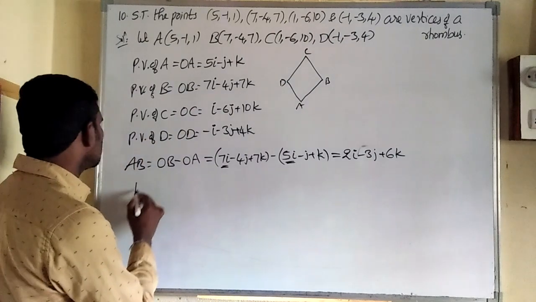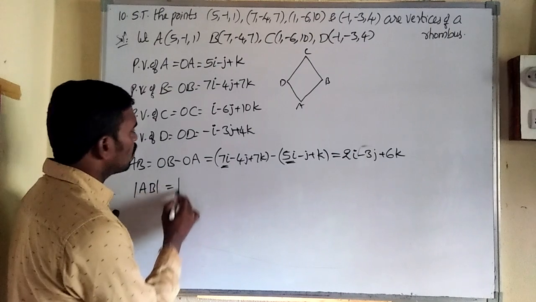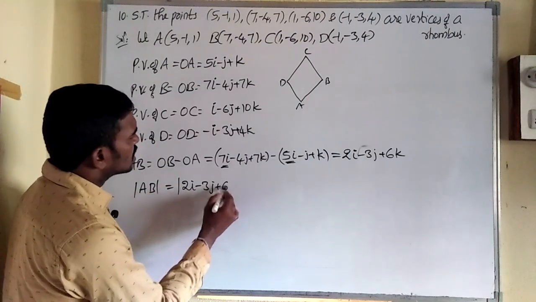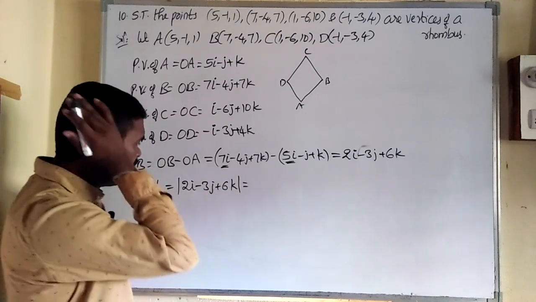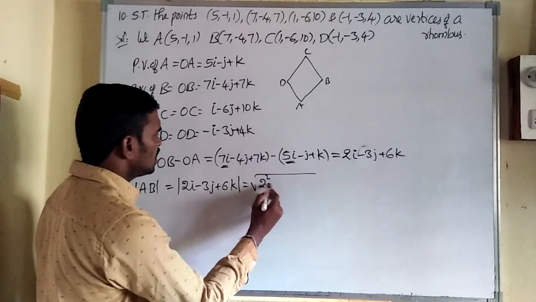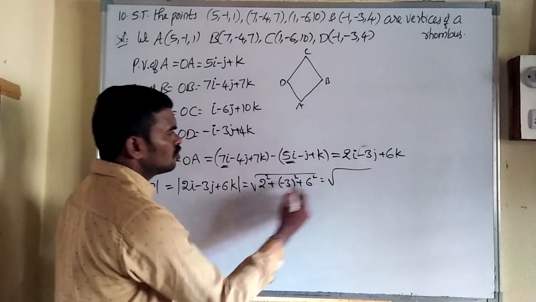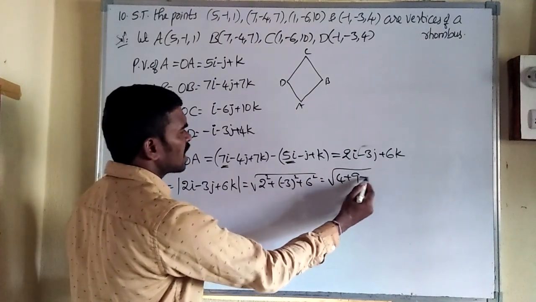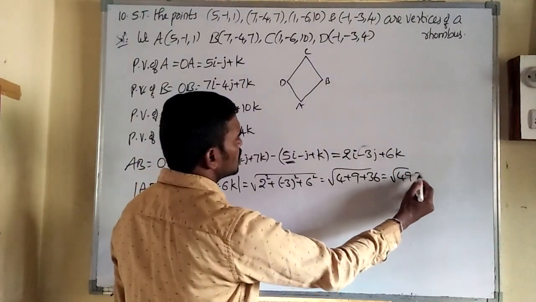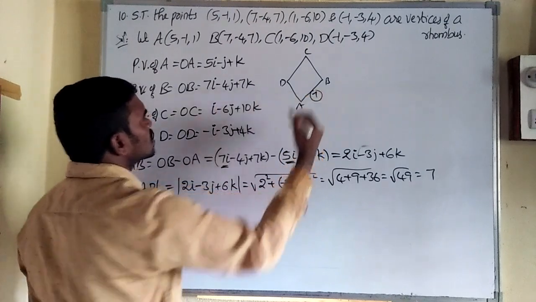So what is the magnitude of AB, the length of AB? The magnitude of 2i minus 3j plus 6k is the root of the i coefficient 2 square, j coefficient minus 3 square, k coefficient 6 square. 2 square means 4, minus 3 whole square means 9, 6 square means 36. Which is root 49, equal to 7. So finally the AB length we got is 7.